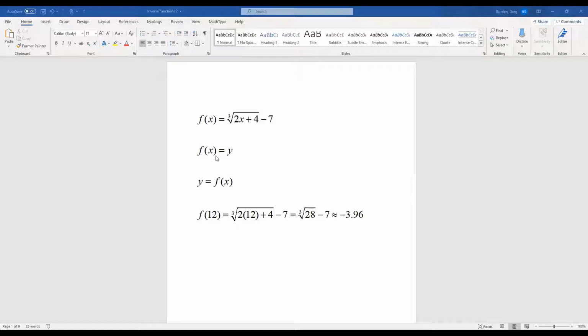So remember that the idea here is that x is an input and y is an output, and f of x and y mean exactly the same thing. And so you can think of the function as starting at x and taking x to y. So for example, if x is 12, we have f of 12 is equal to the cube root of the quantity 2 times 12 plus 4, that minus 7. 2 times 12 is 24, plus 4 is 28. Cube root of that, we don't know exactly what it is.